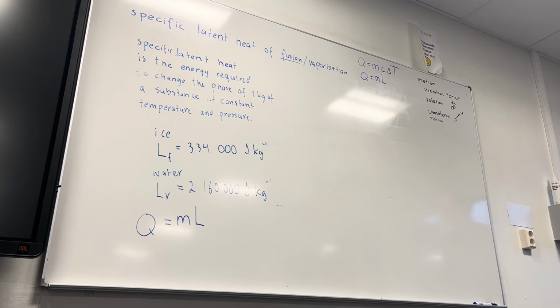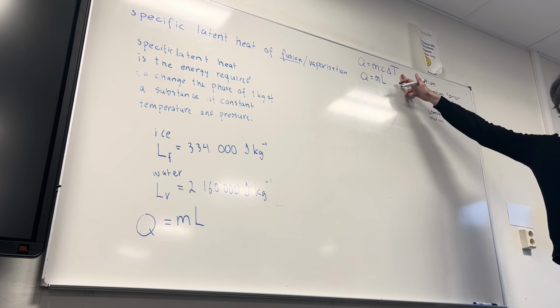What is the difference between those two formulas? There's a big difference between those two formulas. It's hugely important to understand when to use which. So when are you using mc delta T? And when are you using mL? They're used in two very specific cases. Is this one like for water?